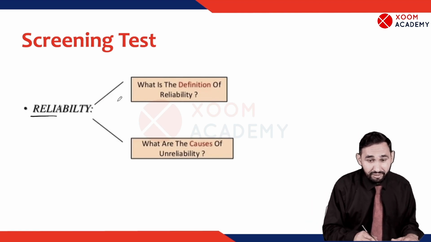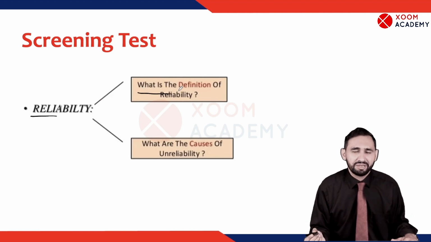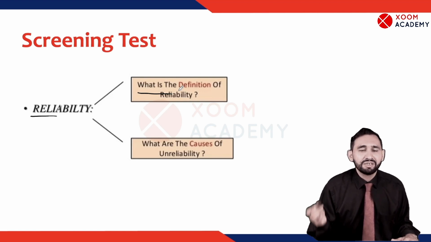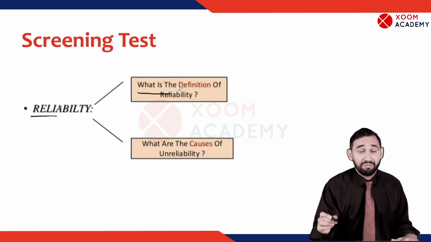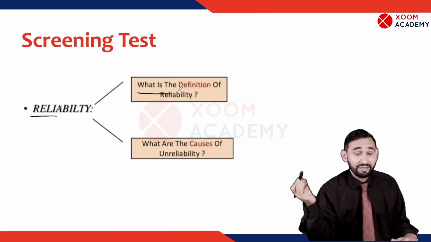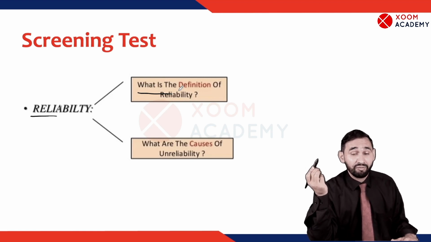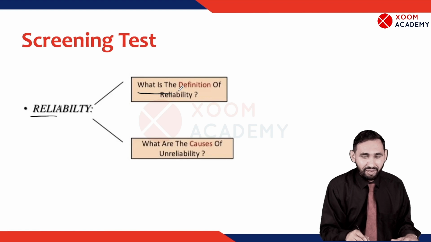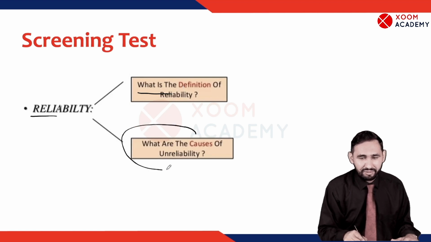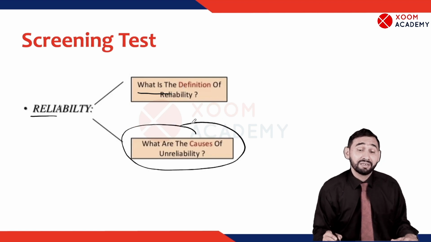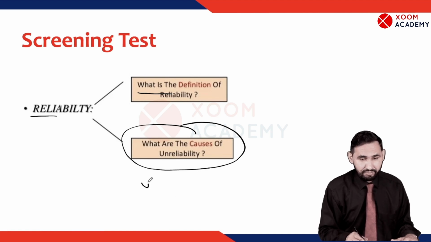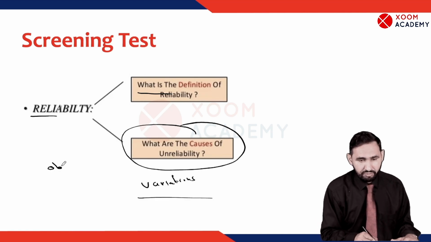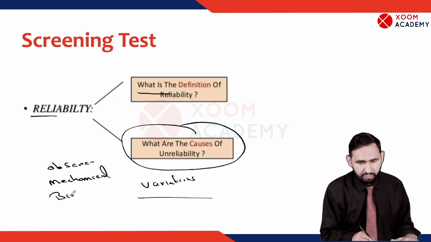What is reliability? Definition of reliability. Reliable means trustworthy. A screening test, if it is repeated again and again, the answer should be the same. That is a reliable test. Like if a screening test is done to see the hemoglobin level, we repeat it 100 times, the answer should be 10 in the same person, not in different persons. What are the causes of unreliability? There may be certain errors, there may be certain variations, like observer variations, mechanical variations, and biological variations.